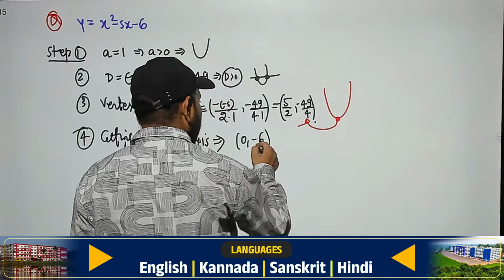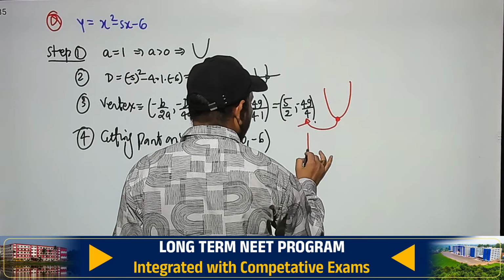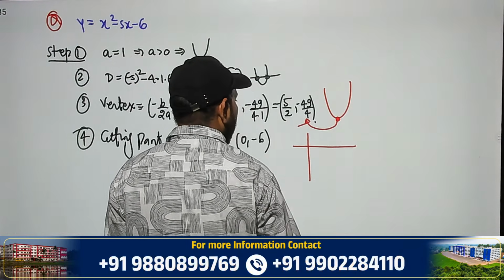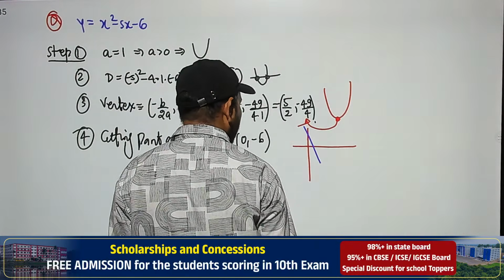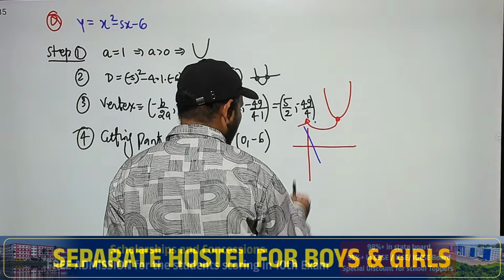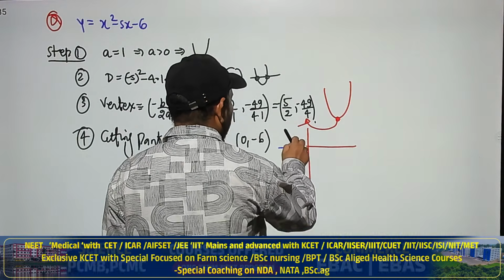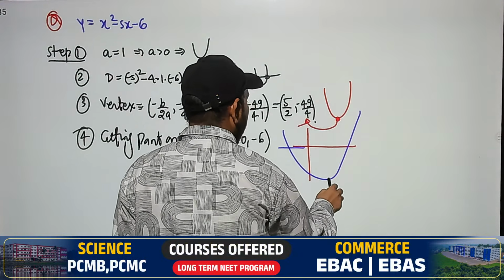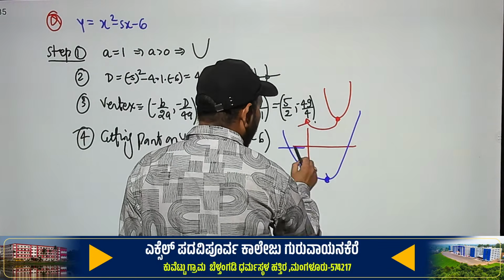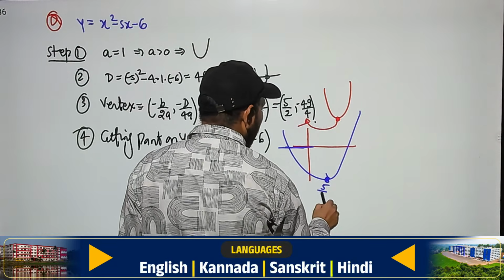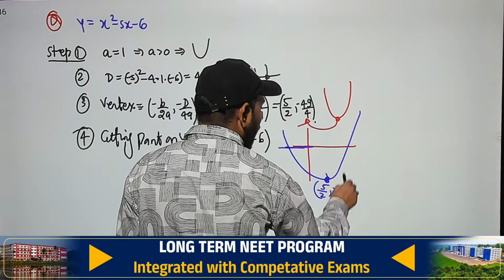Now this cutting point is what? Negative. So if I draw the graph like this, okay. Now it's positive. Oh no, it's positive cutting. See here, how should I cut? Like this. I should cut like this. Okay, so this point is what? This 5/2 means positive side, so this side only. So this point is what? 5/2 comma, what is this? Minus 49/4, because y is negative.